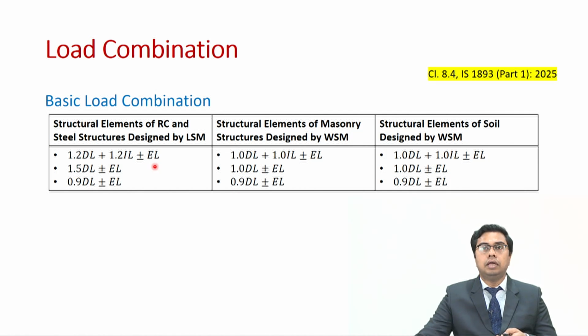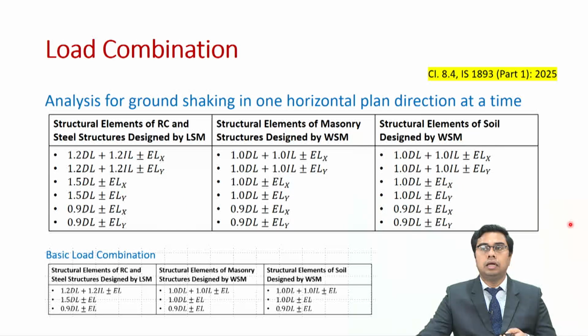Okay. So, now if we are analyzing any building for ground shaking in one horizontal plan direction at a time, let us say that we are interested in the seismic analysis of any given building for seismic excitation only along x direction. So, here I have also put the details of the basic load combinations which we have seen in the previous slide, and in this case when we are considering analysis along x direction, then we consider ELX instead of EL, and if we are analyzing our building for seismic response along y direction, then this EL will be replaced by ELY, and so on for every load combination. That is a change what we have done in this case.